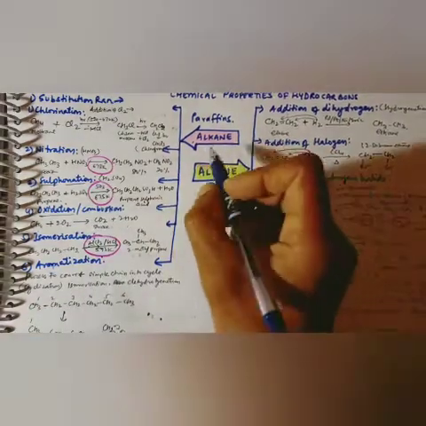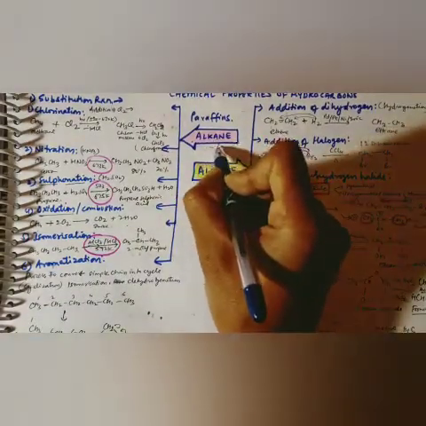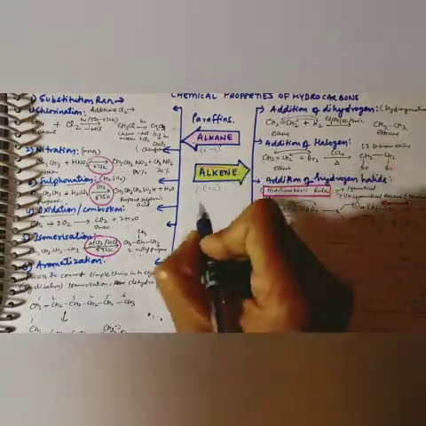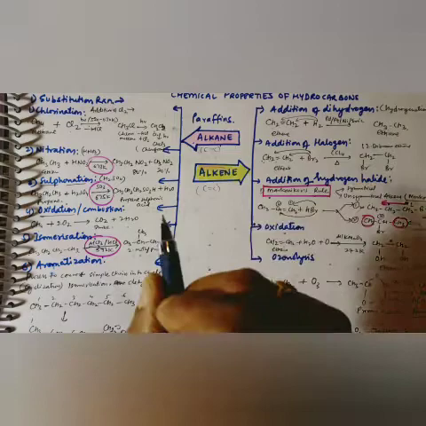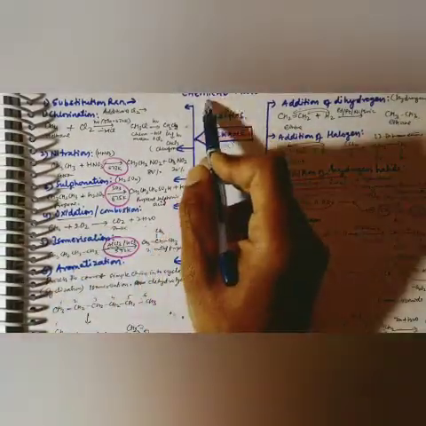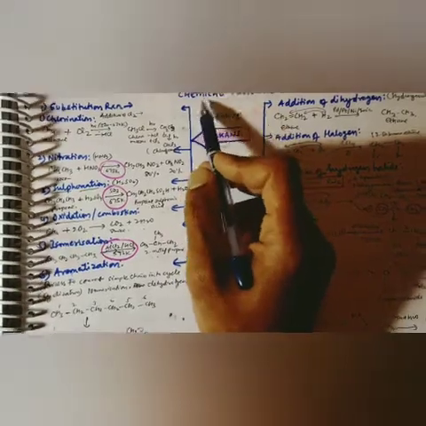So basically, you know very well about alkane. Alkane is single bonded carbon, alkene is double bonded carbon, alkyne is triple bonded carbon, and arene is a benzene ring. Okay, so if I tell you about chemical properties, what are they?